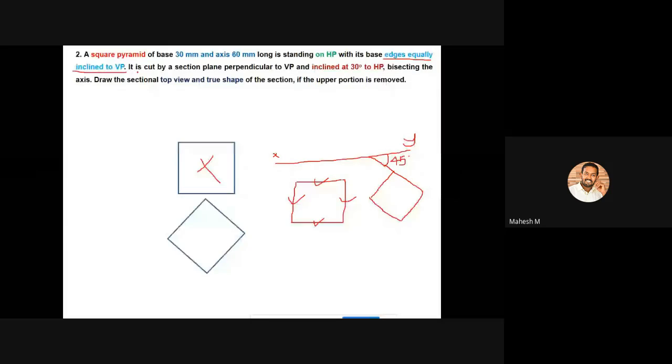The particular phrase here is 'cut by a section plane', so this problem belongs to the third unit. The cutting plane is perpendicular to VP and inclined at 30 degrees to HP, and you also have a condition for a particular point: bisecting the axis. I will show you the condition while creating the problem. We have to draw the sectional top view, and also the true shape of the section.